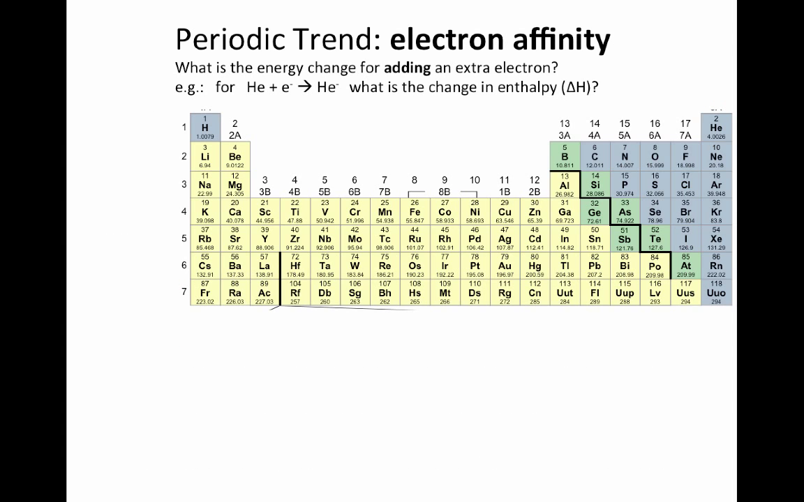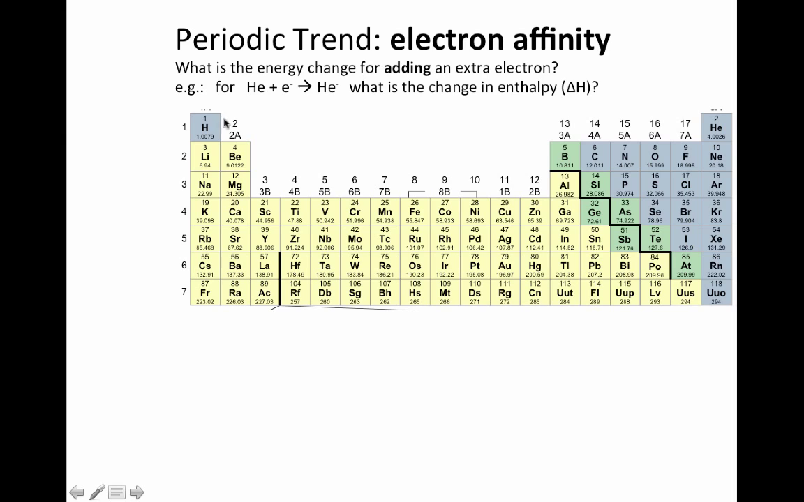Okay, this next one, electron affinity, is kind of the opposite of ionization energy. What is the energy change for adding an extra electron? So, for example, if we had a neutral helium atom, and this time we added on one extra electron to make helium minus, what is the change in enthalpy for this reaction? That change in enthalpy is called the electron affinity.